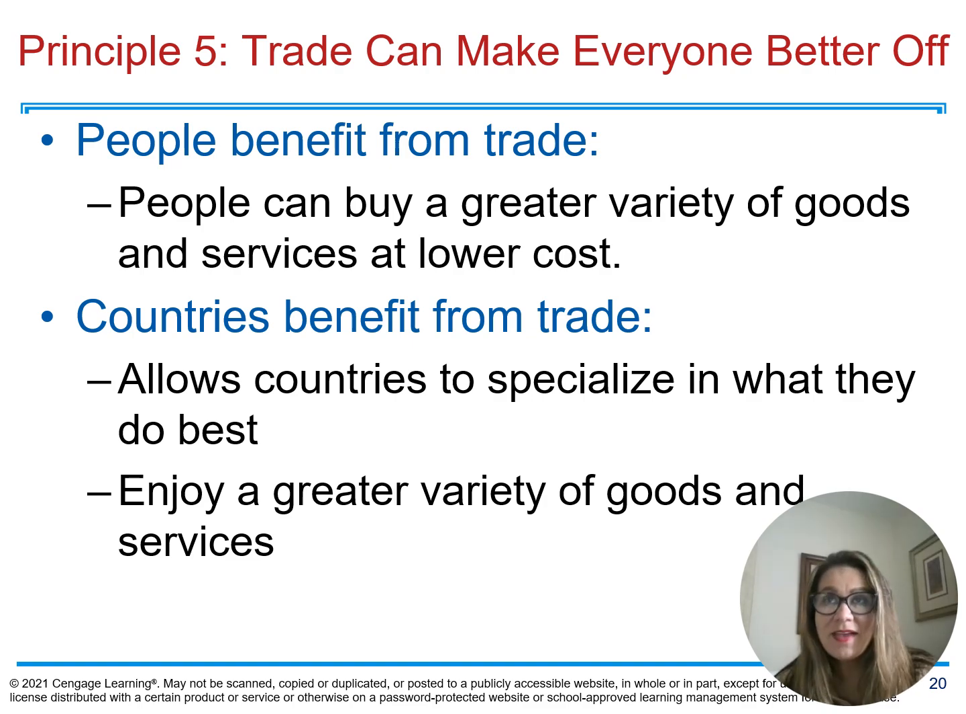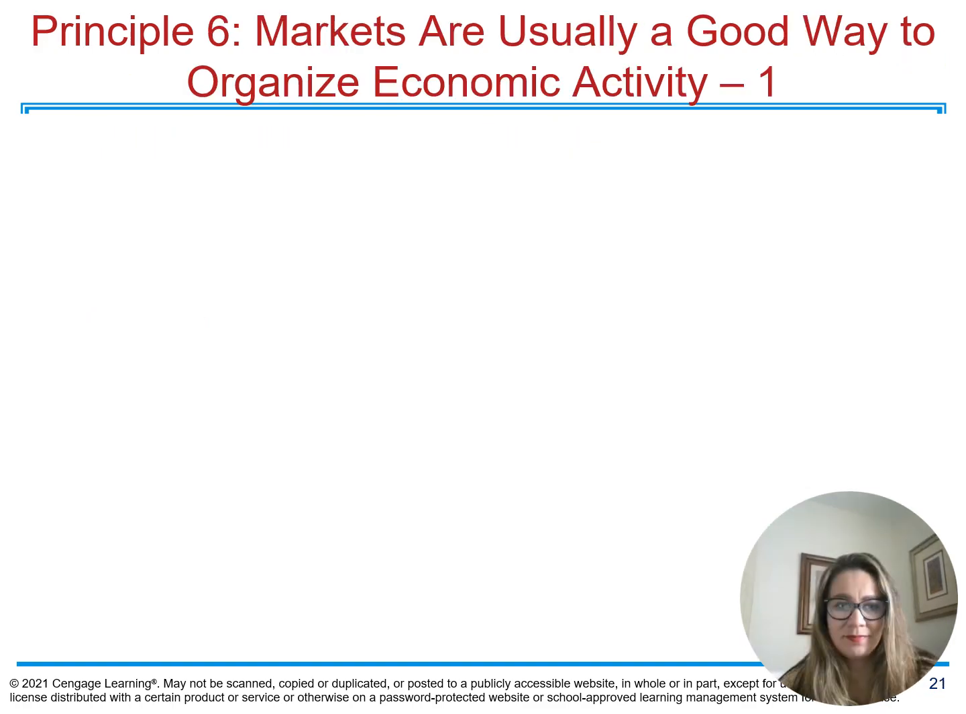So that would definitely be very inefficient, right? It would take a very long time to learn how to catch fish, make your home, sew your own clothes, and so on. But when people trade, they can enjoy a greater variety of goods and services at a lower cost, right? When there's trade in the economy, people specialize in what they do best and then trade the goods and services that they produce. This allows countries to specialize in what they do best, and that way they will have a greater variety of goods and services.